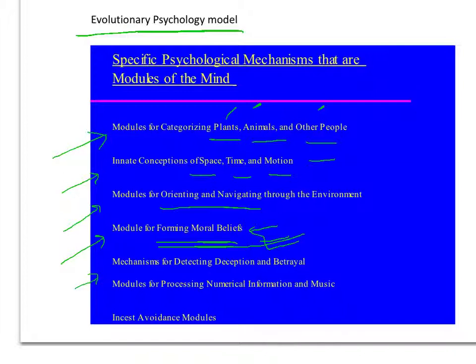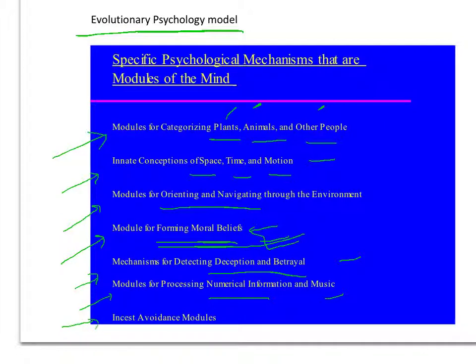Mechanisms for detecting deception and betrayal. Again, these are the kinds of things that would have been useful and adaptive to us in our ancestral environment: knowing who you've mated with, knowing whether someone's mated with your partner, whether someone stole something from you. All of those were things that humans needed to be able to do. And then finally, modules for processing numerical information and even processing music, tones and sounds in the environment that have led to the ability to process musical information as we experience it today.